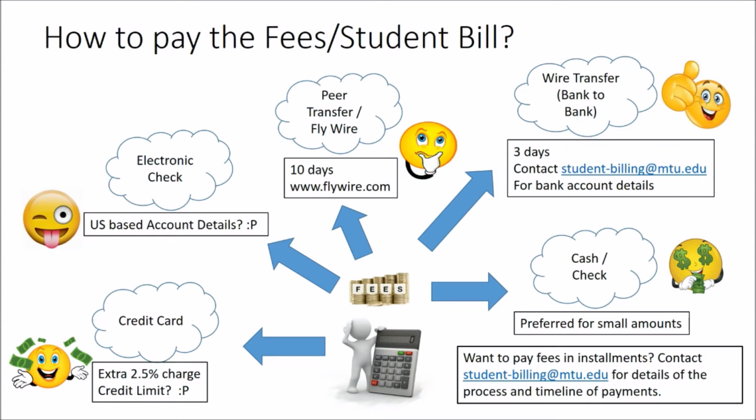Third option is by using peer transfer, or now also called Flywire. It is a very popular specialized payment system for international payments, and most of the US universities recommend this option. Good thing is that you can pay your fees without any assistance from your own country. The payment by this option may take up to 10 days. Search more about it on their website www.flywire.com.